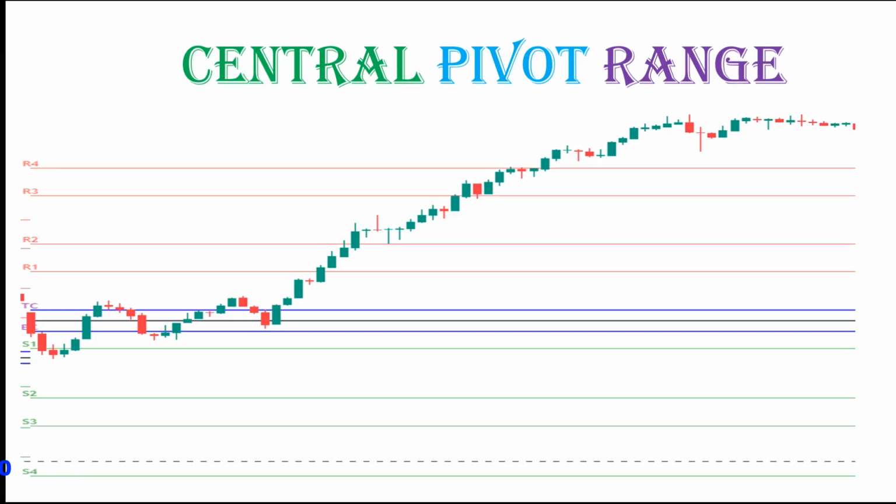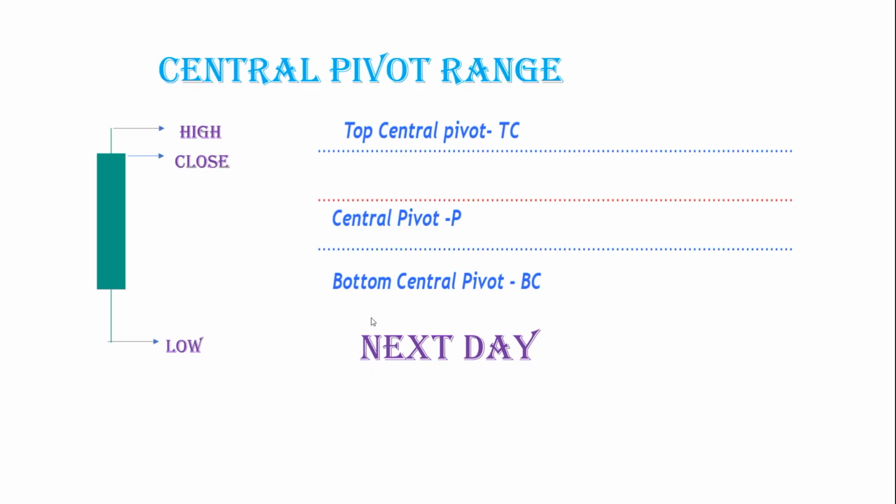CPR is an indicator used to identify the key price levels to trade. These three levels will act as support and resistance, and CPR is very beneficial for an intraday trader. CPR consists of the top central pivot and the bottom central pivot. These levels are calculated based on the high, close and low of the previous day's candle. Based on that, today's CPR levels are calculated. CPR is not only beneficial for the intraday trader, it is useful for swing traders as well.